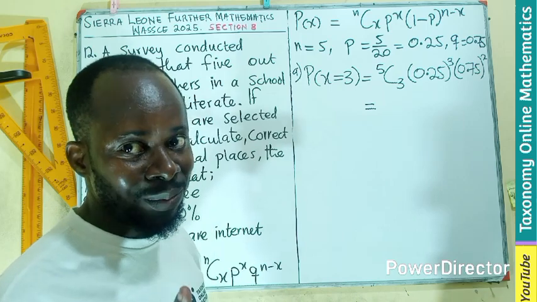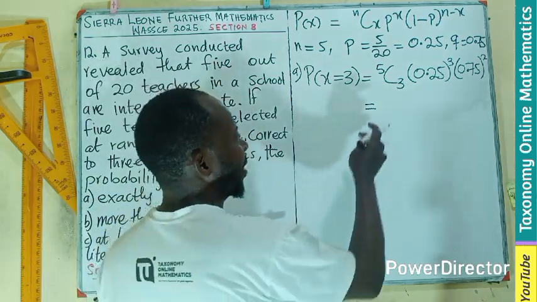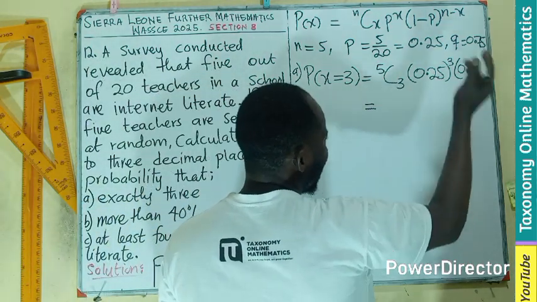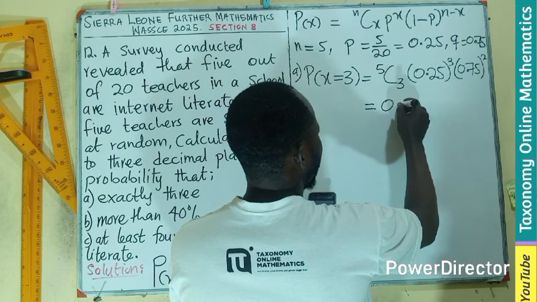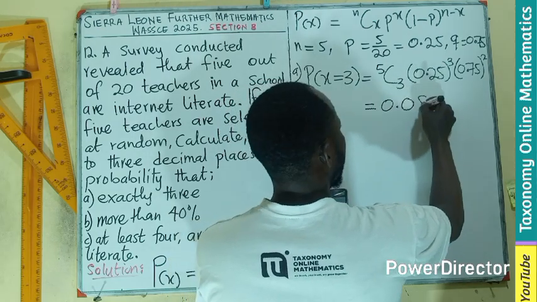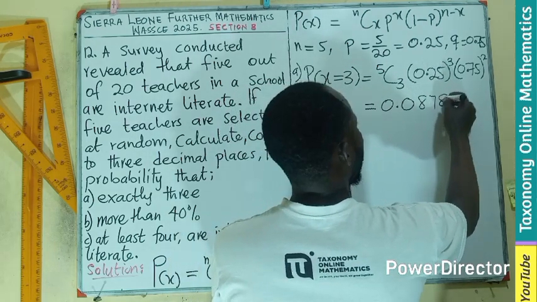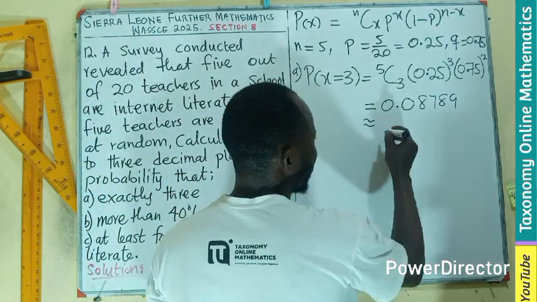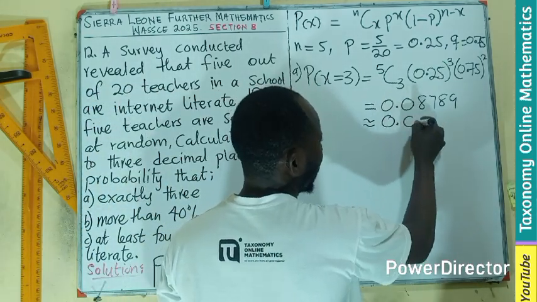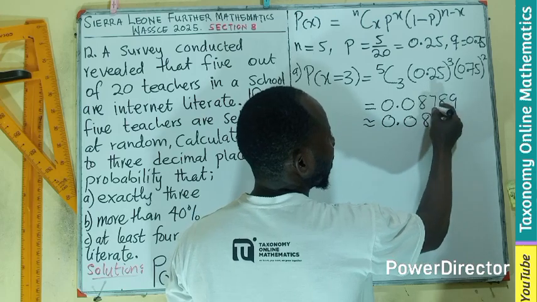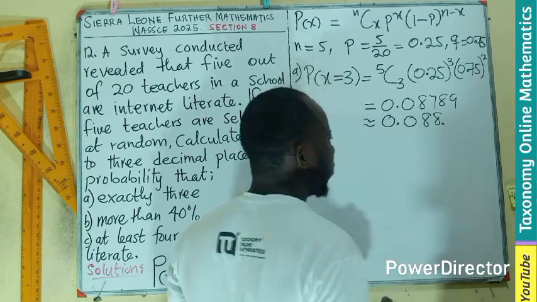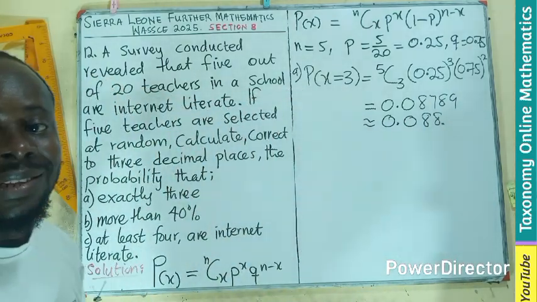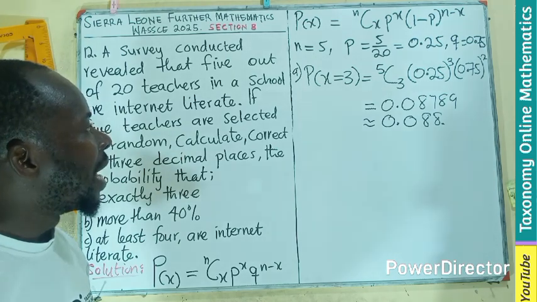I want to conserve space, but if you don't, you can write every step down. Then you multiply, and I have 0.08789. But I am leaving the answer in 3 decimal places: first decimal place, second, and third. So I should have 0.088 as the first answer.